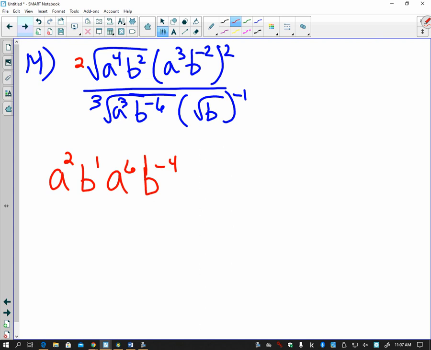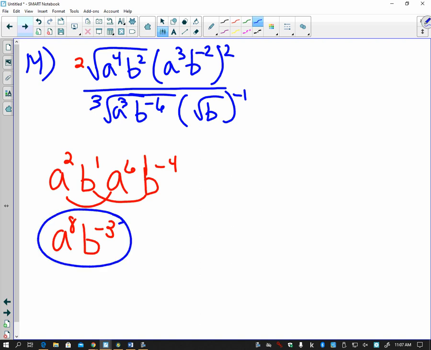Now, let's go ahead and simplify this. We want a's with a's, b's with b's. 6 plus 2 is 8. Very good. You're learning. 1 and negative 4, negative 3. Are we done with our numerator for now? Yes. Very good.